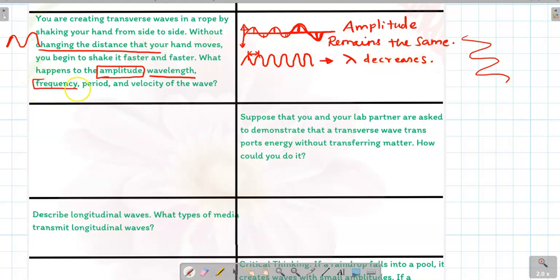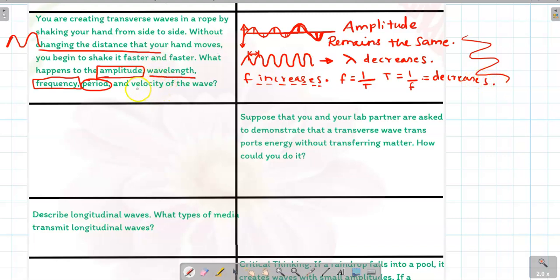And the next, frequency. It is the opposite of wavelength, so the frequency increases because you are increasing the number of waves. And the frequency is inversely proportional to the time period, right? f is equal to 1 over time period, or the time period is equal to 1 over frequency. It is inversely proportional. If the frequency increases, the time period decreases.